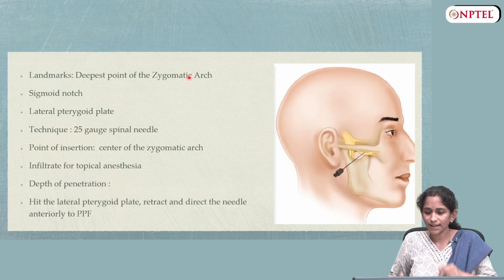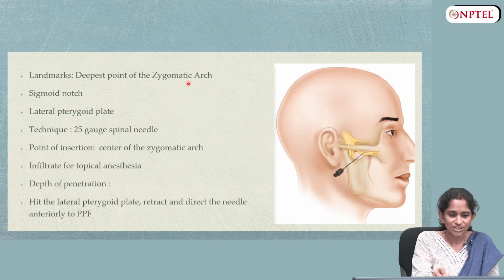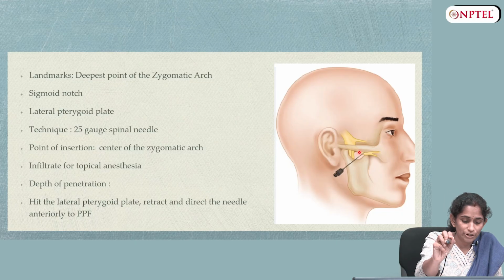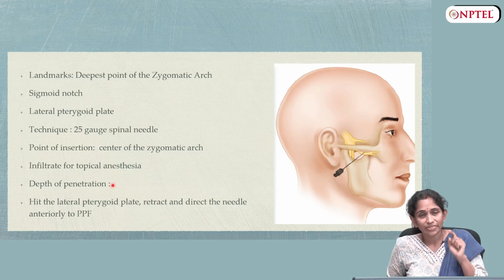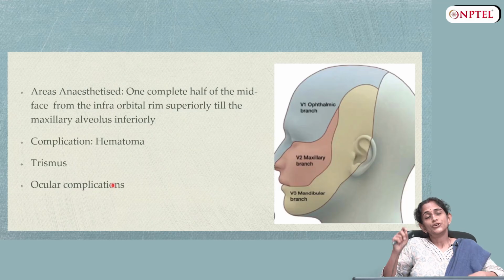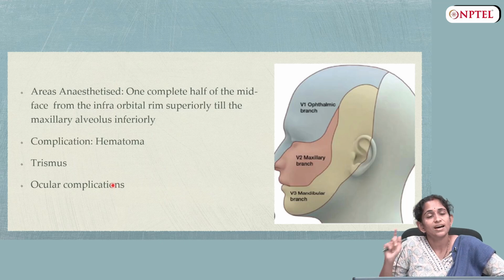To revise again, these are the landmarks that we are going to see: the midpoint and the deepest point of the zygomatic arch, then the sigmoid notch and the lateral pterygoid plate. 25 gauge spinal needle, point of insertion is the center of the zygomatic arch, infiltrate some amount so that there is no pain when you are trying to advance the needle. Depth of penetration is around 27 to 30 mm, and then we hit the lateral pterygoid plate, retract the needle and then go antero-superiorly so that we are in the pterygopalatine fossa, and that is where we deposit our local anesthetic.